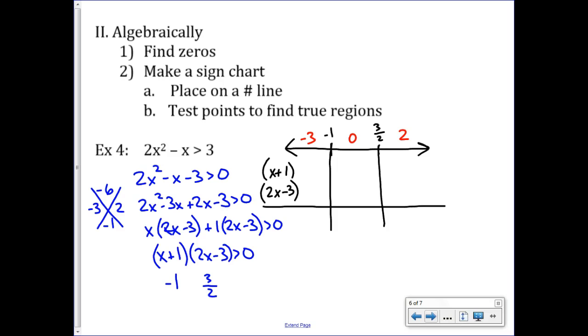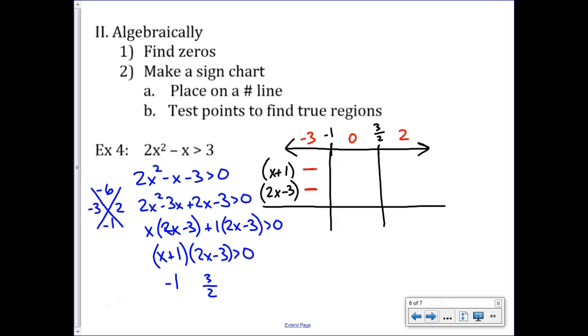So now I'm going to fill in the answers here with signs. So -3 plus 1 is what I'm going to put down on my first one. So -3 plus 1 is -2. That's a negative answer. 2 times -3 is -6, minus 3 is -9. That's also a negative answer.